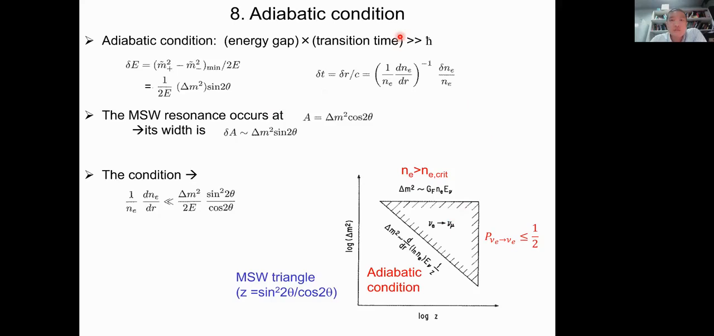Okay. So there is an adiabatic condition that is given by this expression. Energy gap times transition time is much larger than the reduced Planck constant. The energy gap is given by this equation near the level crossing point. Delta t is given by this expression. That is the travel time over the distance of transition. And the MSW resonance occurs at the parameter A given by this quantity, and its width is given by this quantity. So this adiabatic condition becomes this inequality.